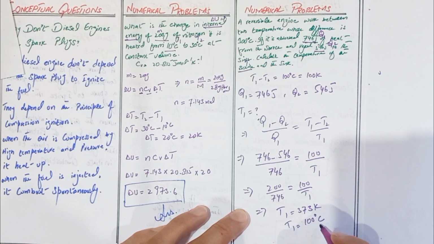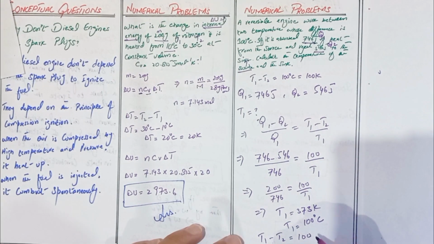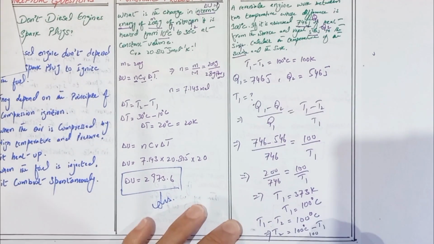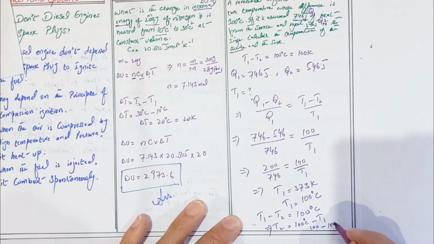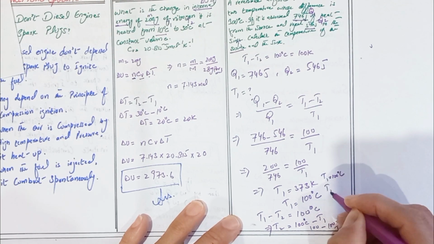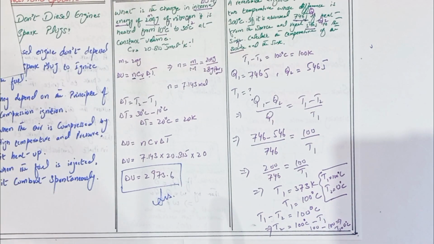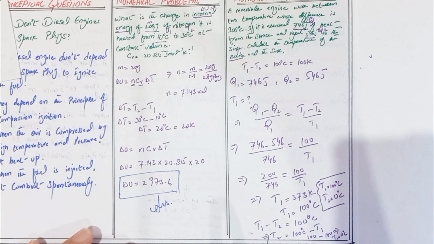If the T1 is 100 degree centigrade, we can find T1 minus T2 that is equal to 100 degree centigrade. So T2 is equal to 100 minus T1, that 100 minus 100 is equal to 0. So we find T2 is equal to 0 degree centigrade. So we find T1 is equal to 100 degree centigrade and T2 is equal to 0 degree centigrade.